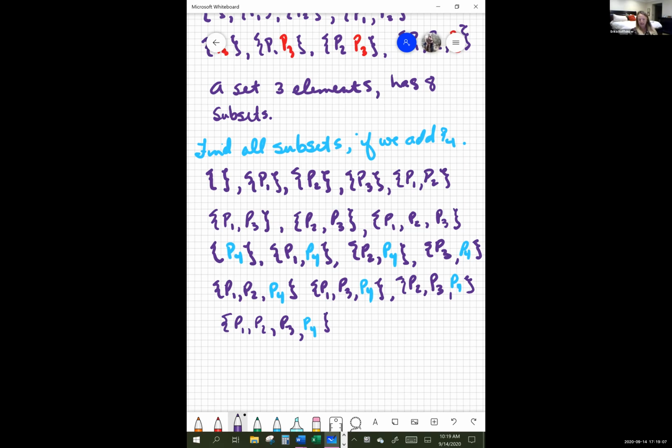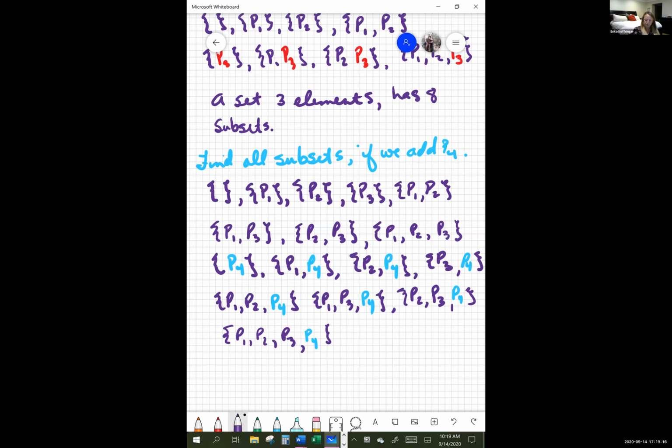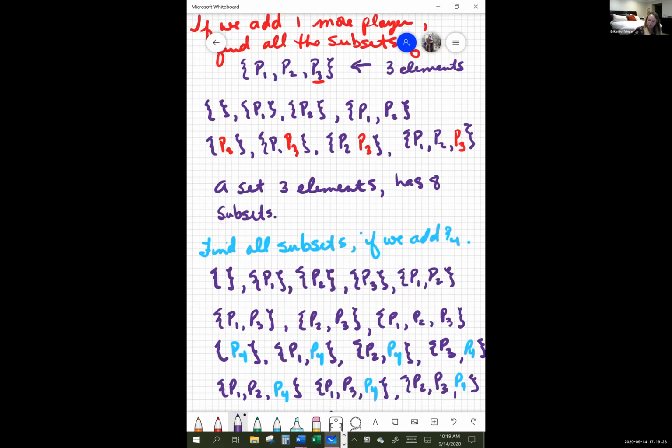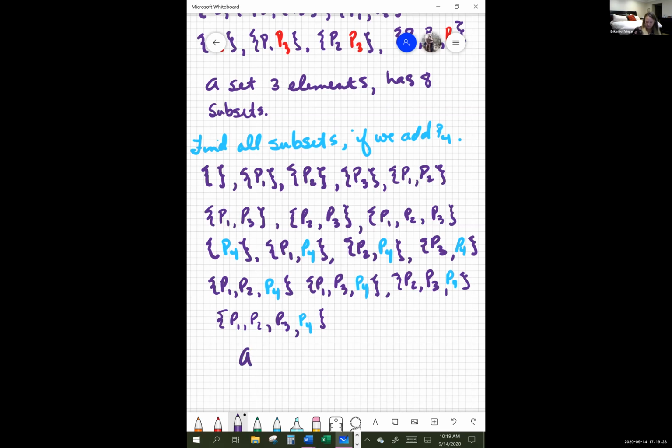So basically, adding in that additional player just doubled what we had above here. When we had 2 players, adding in that additional player doubled what we had above here. And so if we look at this, double of 8, and if you count through this, a set with 4 elements has 16 subsets.